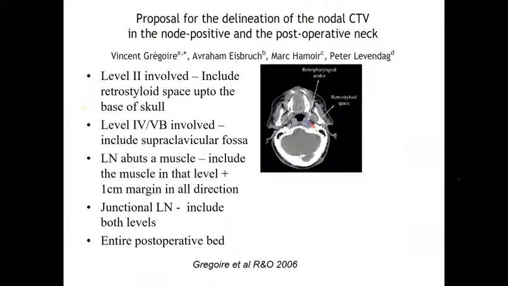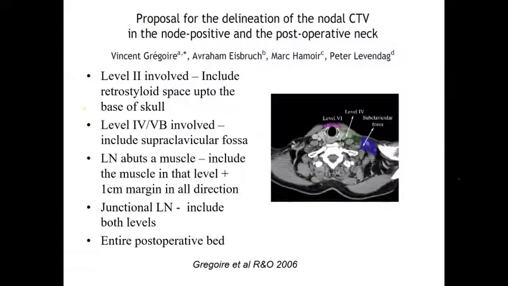Then in 2006 came the guidelines. Gregoire and the team actually did a consensus building exercise and came up with the guidelines for node positive and post-op neck. So they came up with the recommendation for individual situations, like for instance, if level 2 group of lymph nodes were involved, then you are to include the entire retrostyloid space right up to the base of the skull. If we talk about lower down neck, if level 4 or level 5B are involved, then we include the entire supraclavicular fossa.